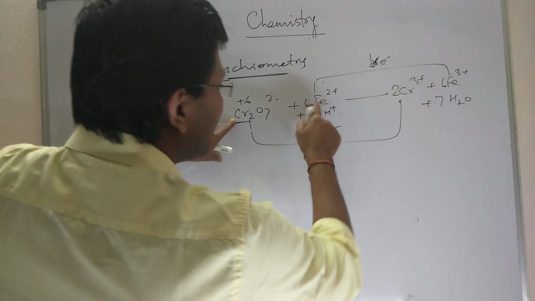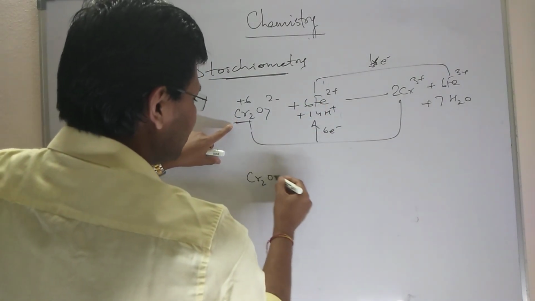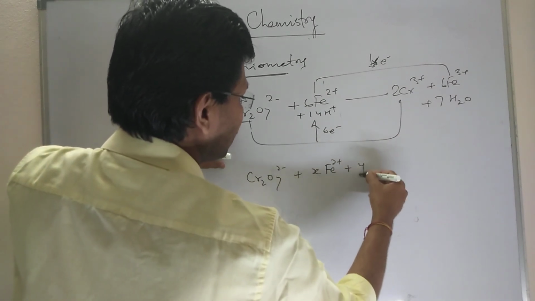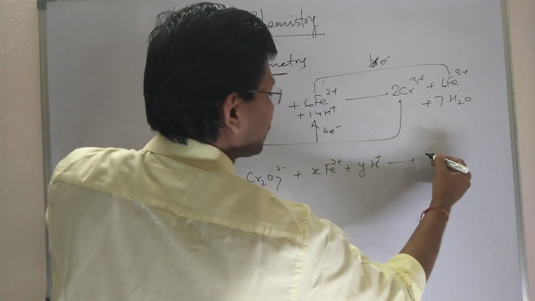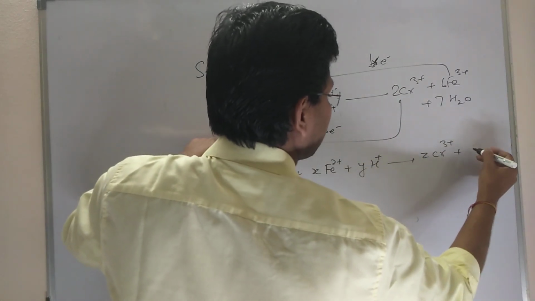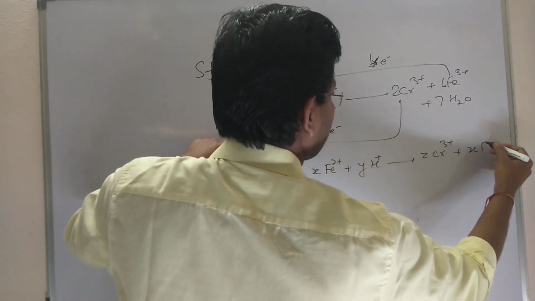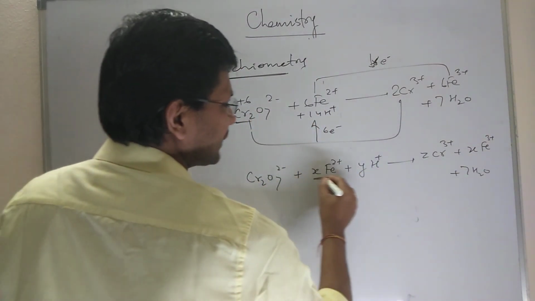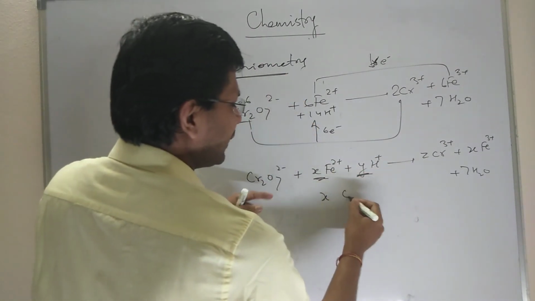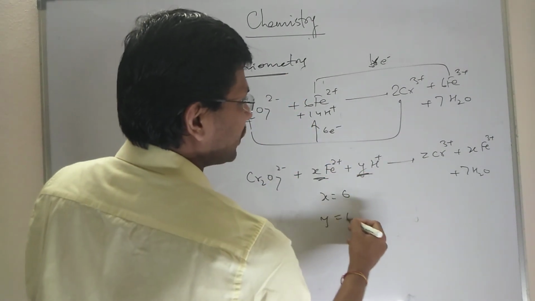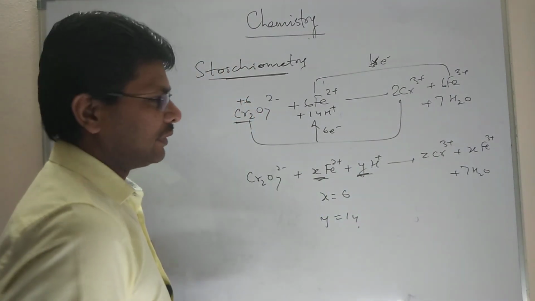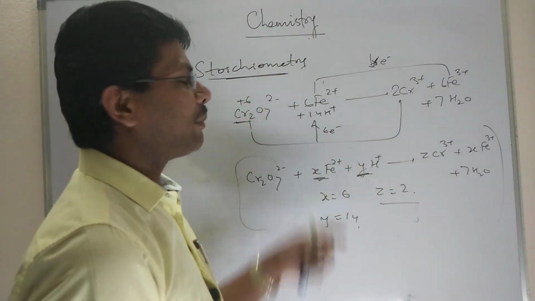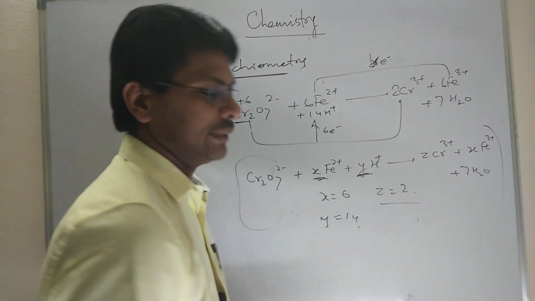So they will give you the equation like this, and they will ask what is x, what is y. So x, from here we are getting 6, so x is 6. If I write y, y equal to 14. So like that they can ask you the question. What is z? So z is here 2. So this way the question can be asked based on balancing. So this was the balancing based on the oxidation number method.